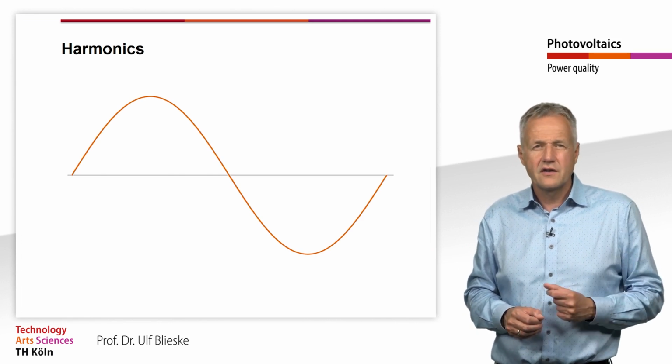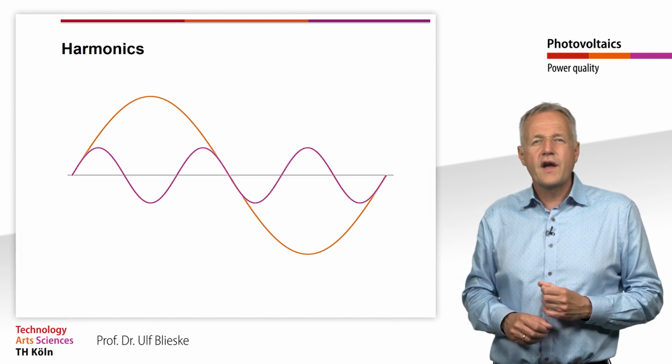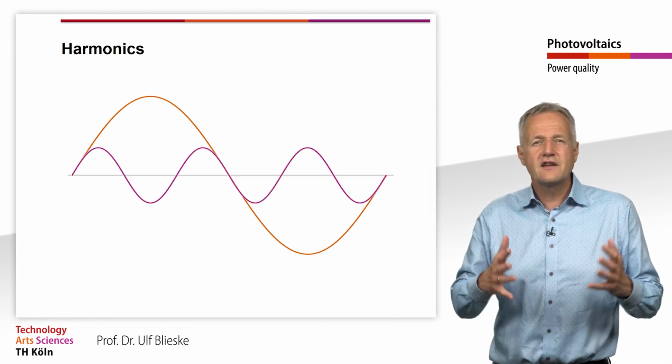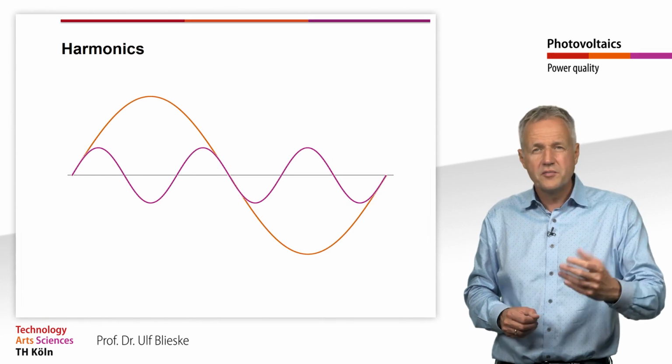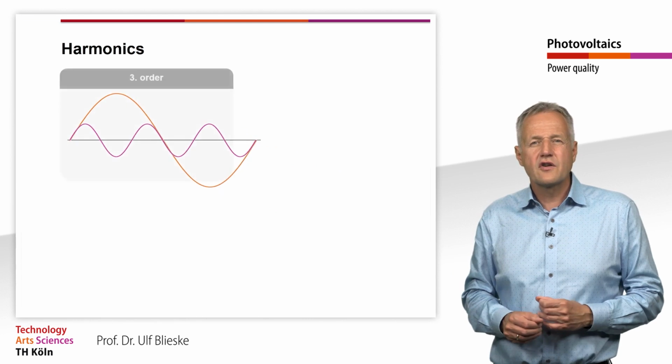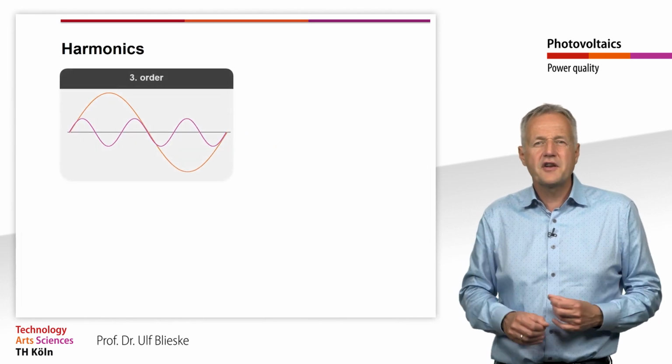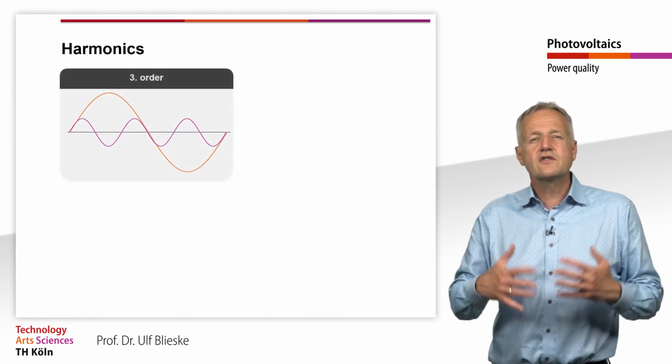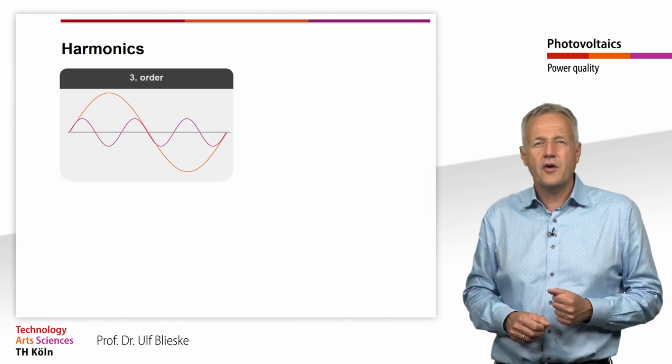But what is a harmonic? Harmonics are waves whose frequency is an integer multiple of the fundamental. If the frequency corresponds to 3 times the fundamental frequency, it is called a third-order harmonic.